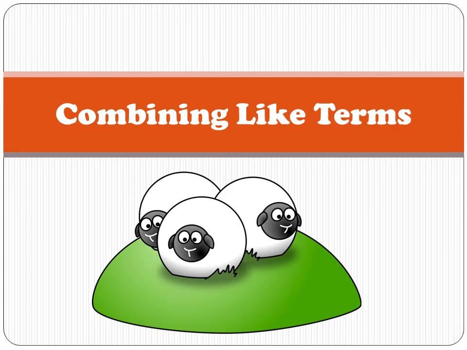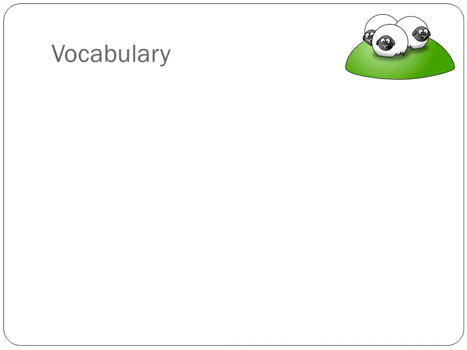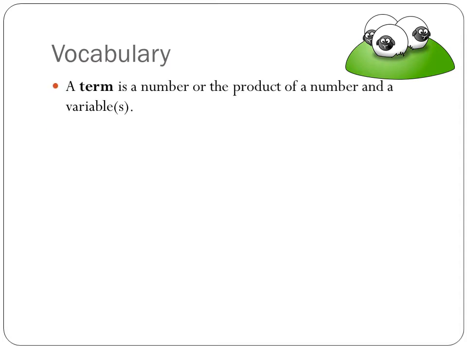Combining like terms. These vocabulary words you need to make sure are in your words worth knowing. It's very important that you know this vocabulary. A term. A term is a number or a product of a number and a variable. So for example, 5, negative 12p, 35m to the third, x squared, y to the fifth, z to the 13th.